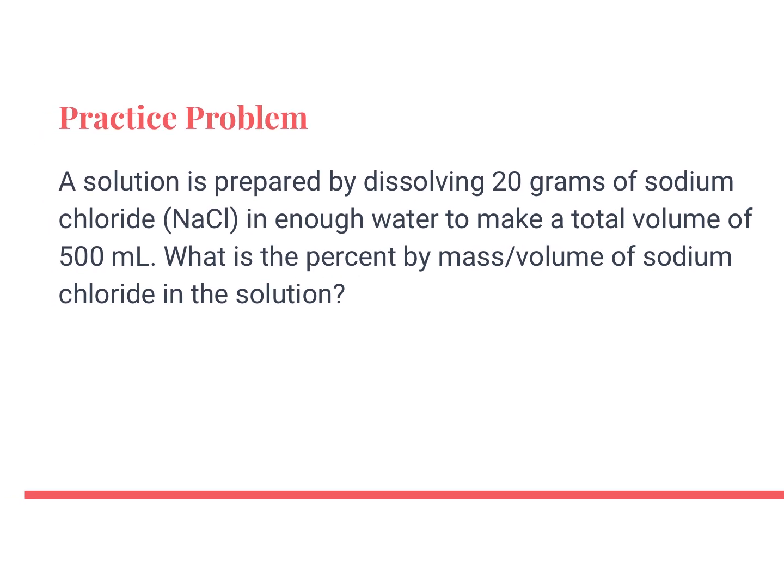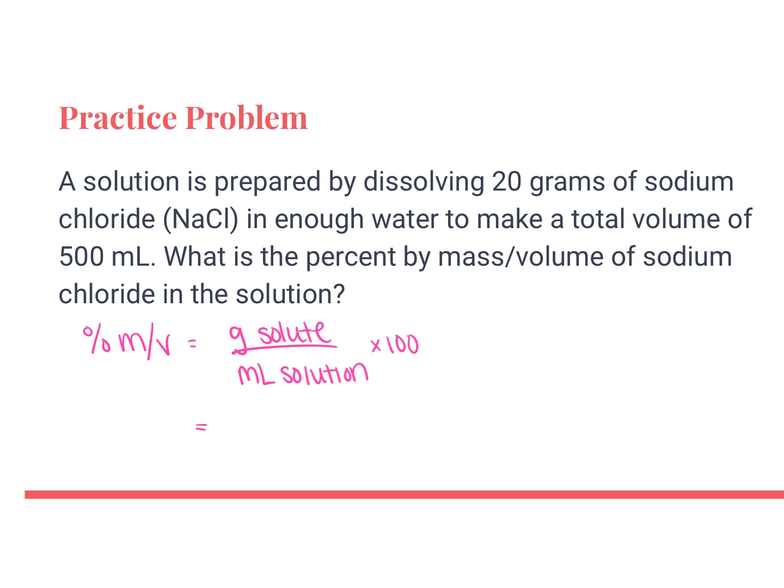Okay, so this time, let's say we have a solution. It's prepared by dissolving 20 grams of sodium chloride in enough water that makes a 500 milliliter solution. So we just want to know what's the percent by mass volume of the sodium chloride. Okay, so this one will say percent. I'm just going to say M over V for mass volume. So it's just going to be grams of the solute over milliliters of the solution times 100.